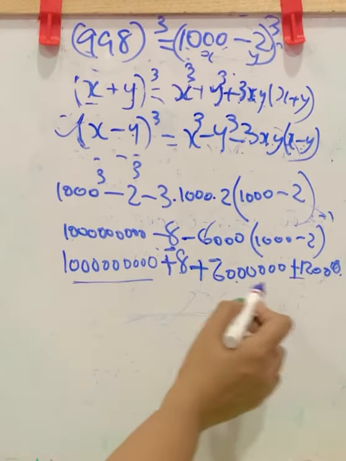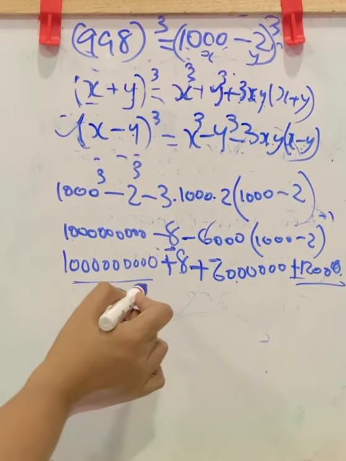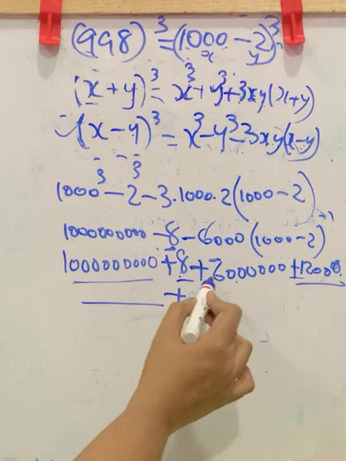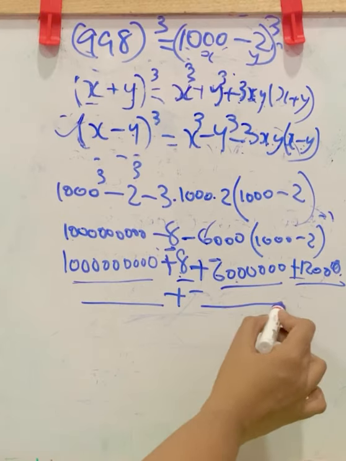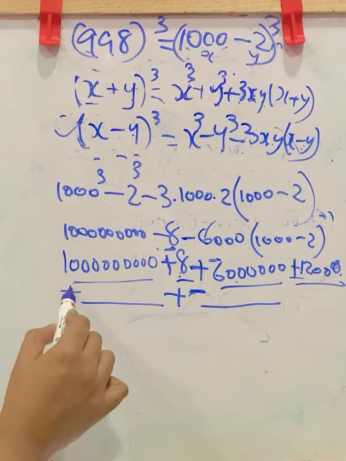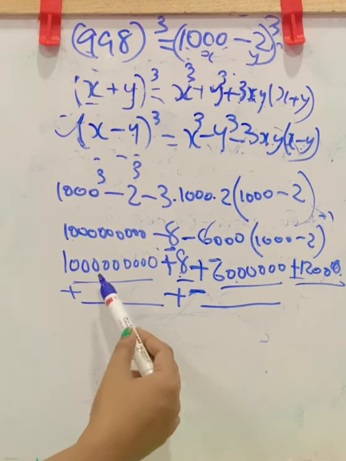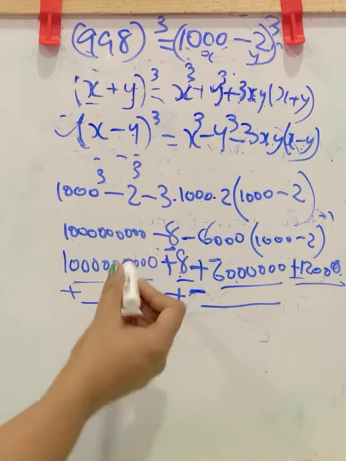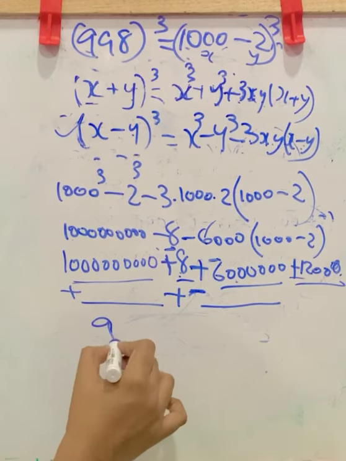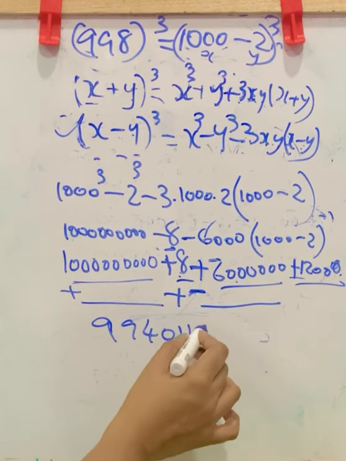First add these two positive numbers, you will get a sum, plus these two negative numbers; adding, you will get one negative value. One is positive and one is negative, so subtract the smaller number from the bigger number and put the sign of the bigger number. You will get 994011992.